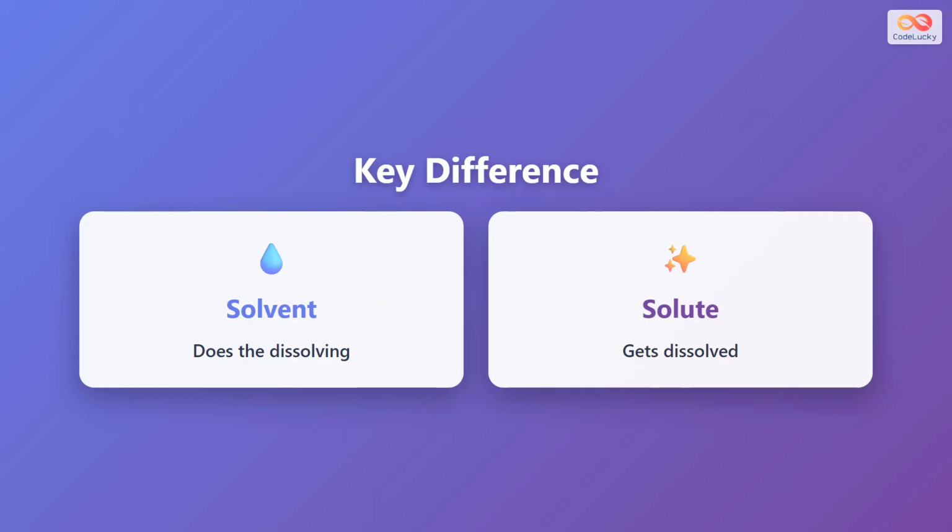Here's the key difference you need to remember. The solvent does the dissolving, while the solute gets dissolved. The solvent is the active component that breaks down the solute, and the solute is the passive component that becomes dispersed throughout the solvent. This relationship is fundamental to understanding how solutions form.